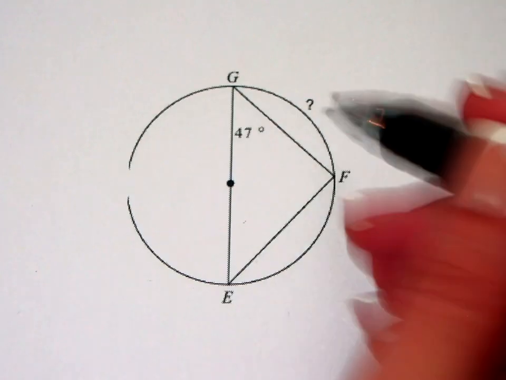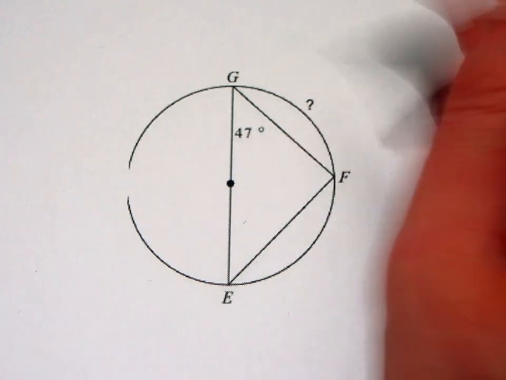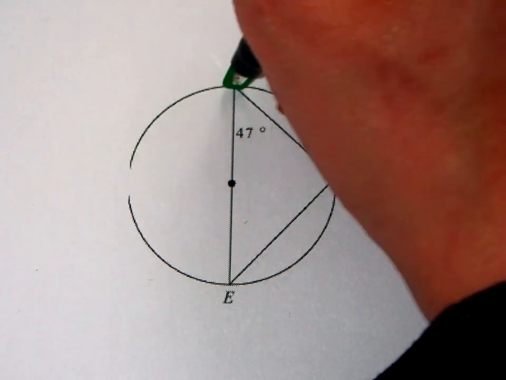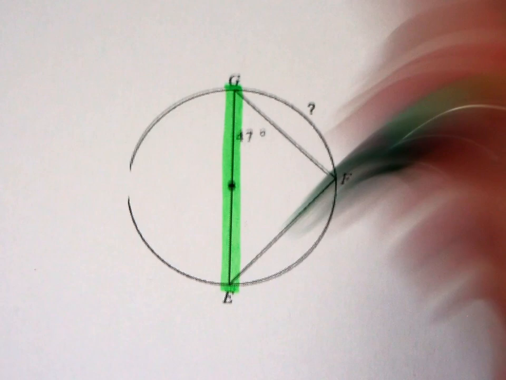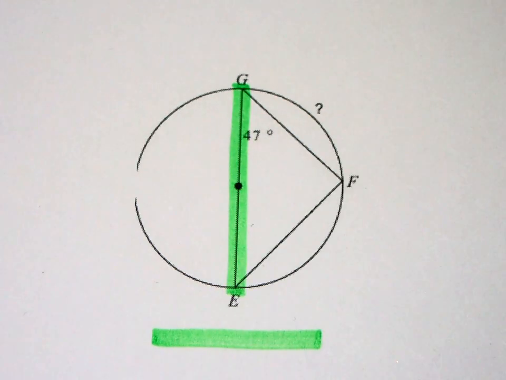Our goal in this problem is to calculate the measurement of this little half arc right here, this little question mark. When I look at this picture, I should be able to pick up a very important segment just by looking at my problem. I should notice this chord that goes through the center. This is called a diameter.